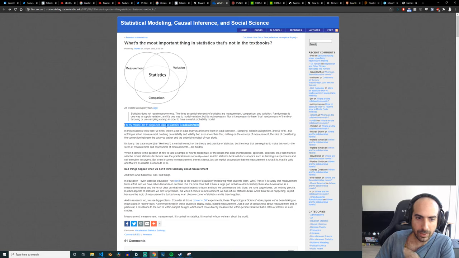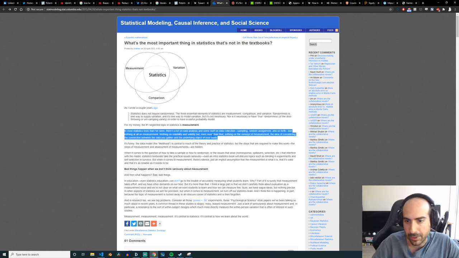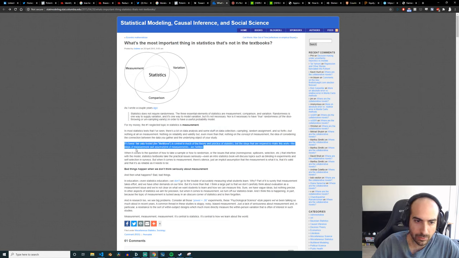For my money, the number one neglected topic in statistics is measurement. In most statistics texts I've seen, there's a lot on data analysis, some stuff on data collection, sampling, random assignments, but nothing at all on measurement, nothing on reliability and validity, but more than that, nothing on the concept of measurement, the idea of considering the connection between the data you gather and the underlying object of your study.